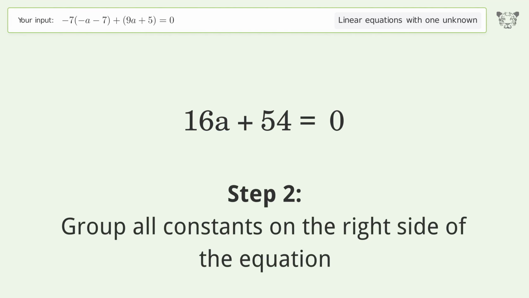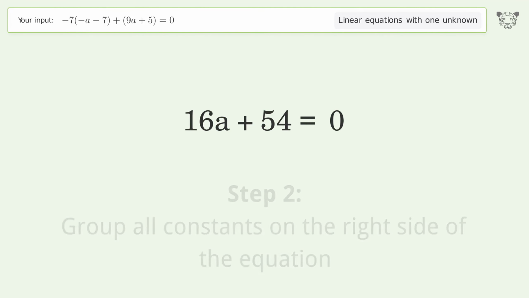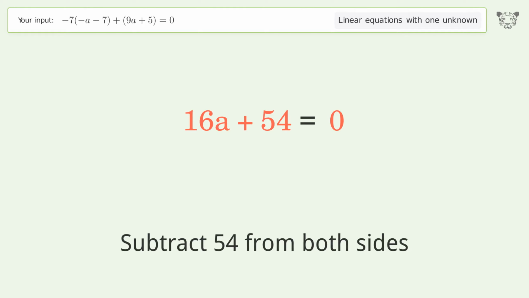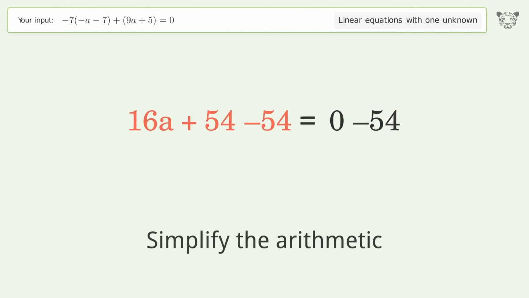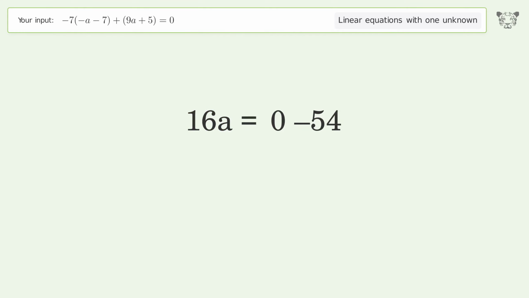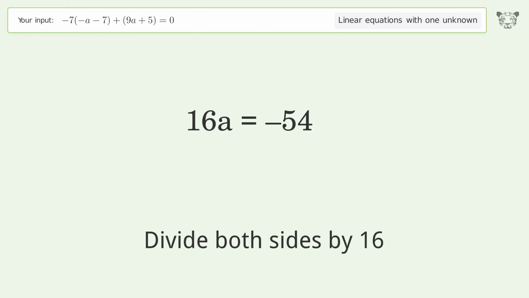Group all constants on the right side of the equation. Subtract 54 from both sides. Simplify the arithmetic. Isolate the a. Divide both sides by 16.